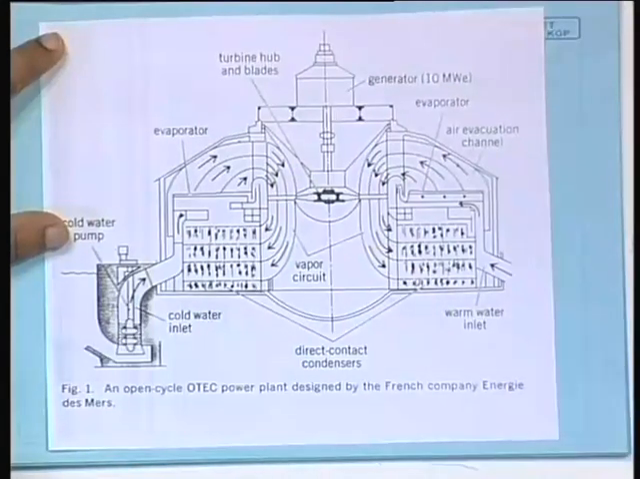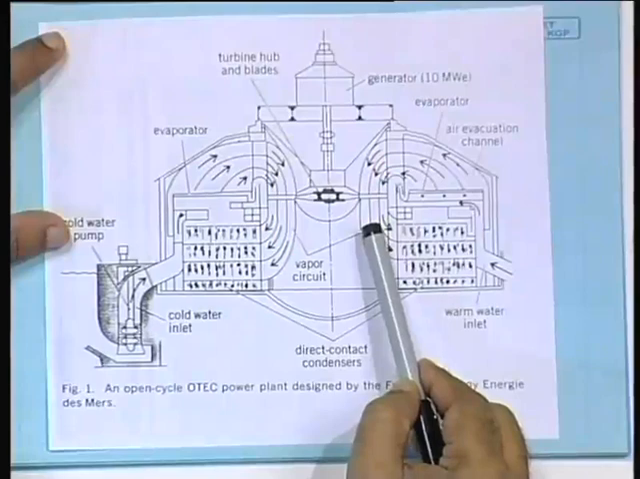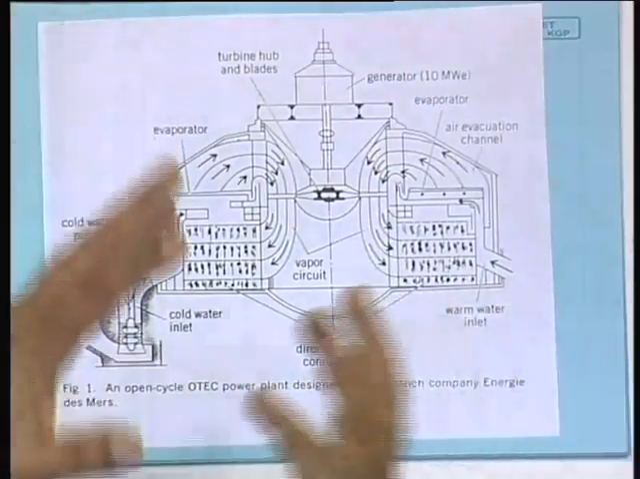The second main problem is that because very low pressure is there, if you want to have a certain amount of steam, if it is at a high pressure, then the volume is small, and the volume being small means the size of the turbine is also small.